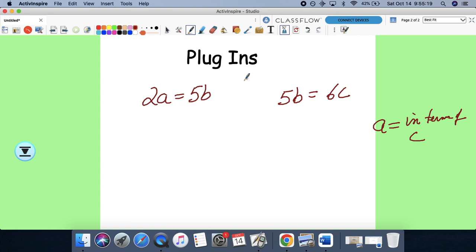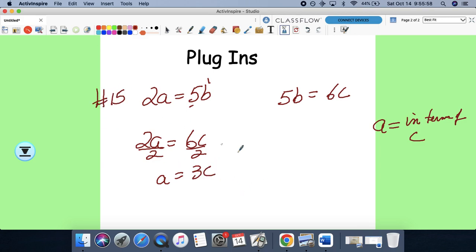So I want A in terms of C. Let's see, I can replace this B here. I know 5B equals 6C. So instead of writing 2A equals 5B, I can write 2A equals 6C, because 5B and 6C have the same value. So these are interchangeable, right? Now I can write A in terms of C. Divide by 2 on both sides, and A equals 3C. So the answer for 15 is C.